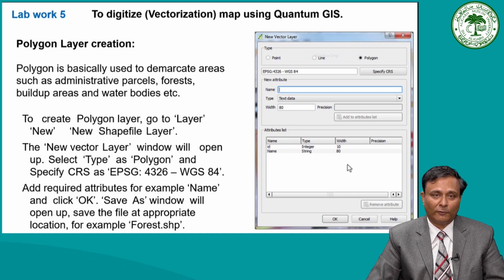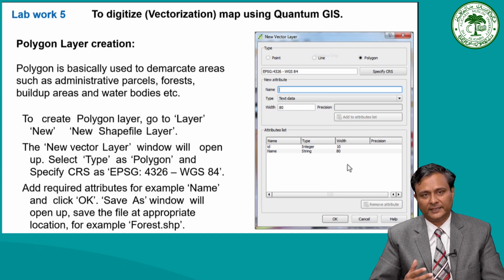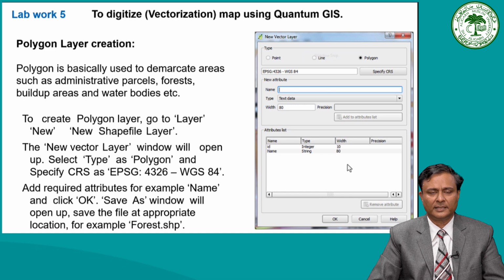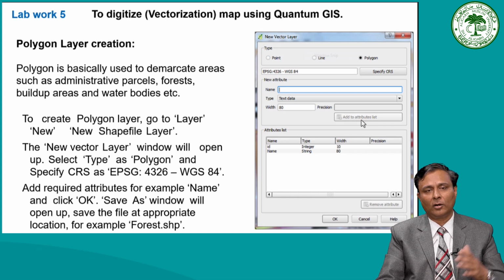Then you have to select what kind of attribute information you want to add with this map. There you have to select either text data or whole number, decimal number, whatever we have discussed at length in our previous session. So you have to select that, and then as many attributes as you want to add, you can add here, and when you click here to add to attribute list, all of them would be listed in your attributes, whatever information you want to add.